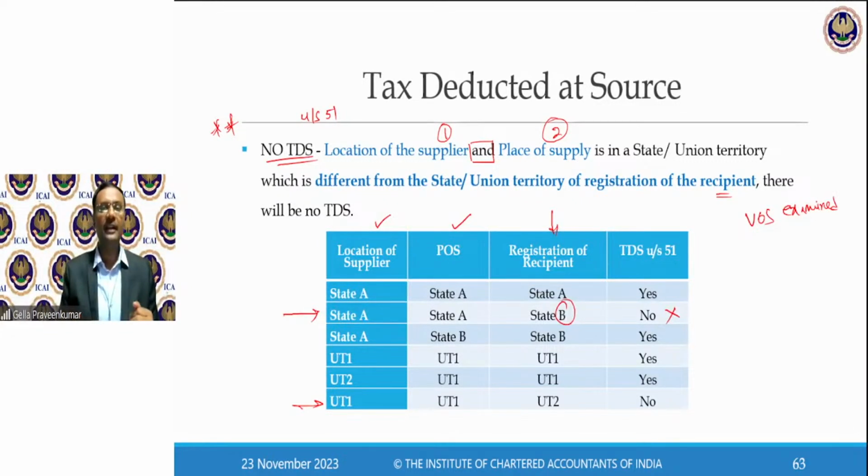Question number 2. When the service provider or supplier and place of supply, these two are other than the state where the service recipient is located, no TDS is permissible under this particular provision. This is what you need to remember in this case. Let me see any doubts before we go further. No doubts. Thanks for the confirmation, Namrata.